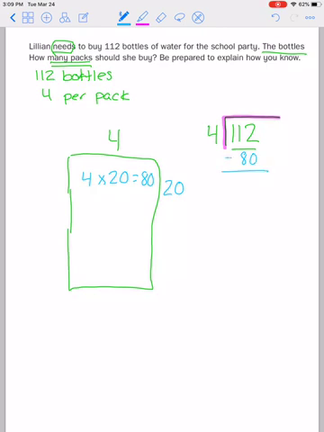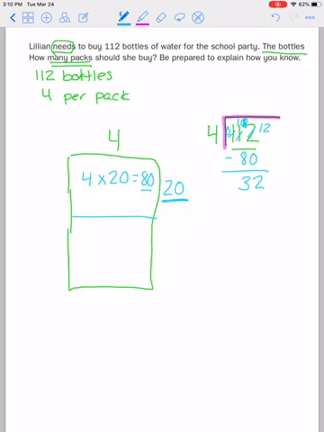And I know that if I did this out, this would become a 12. And then this would become a 0, which would then become a 10. 12 minus 0 is 2. Carry the 1. 11 minus 8 is 3. So I know I have 32 bottles left over after we made that group of 20. Okay, because remember, I took 80, which was 20 times 4. I subtracted it from 112, and I was left with 32 bottles that need to be in groups of 4.